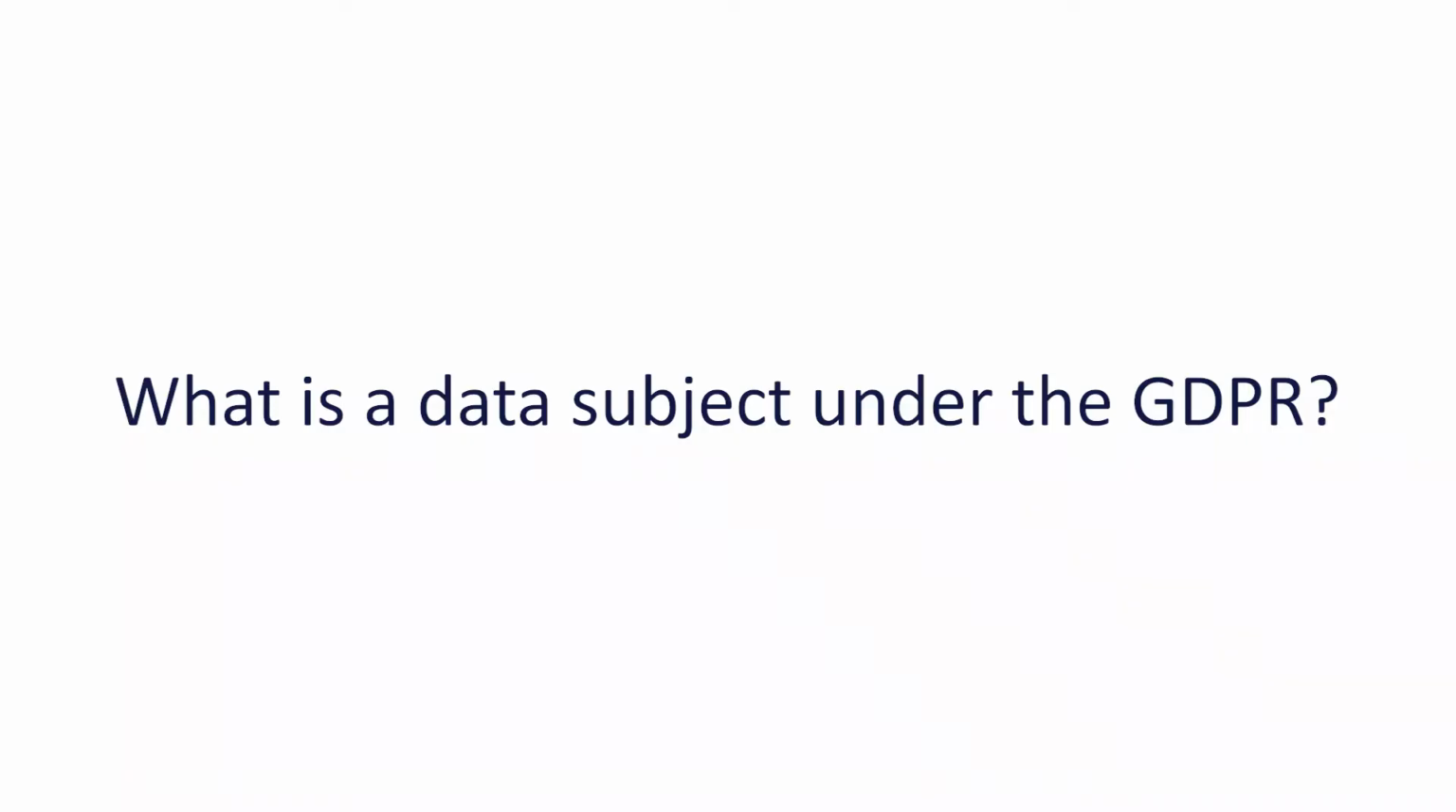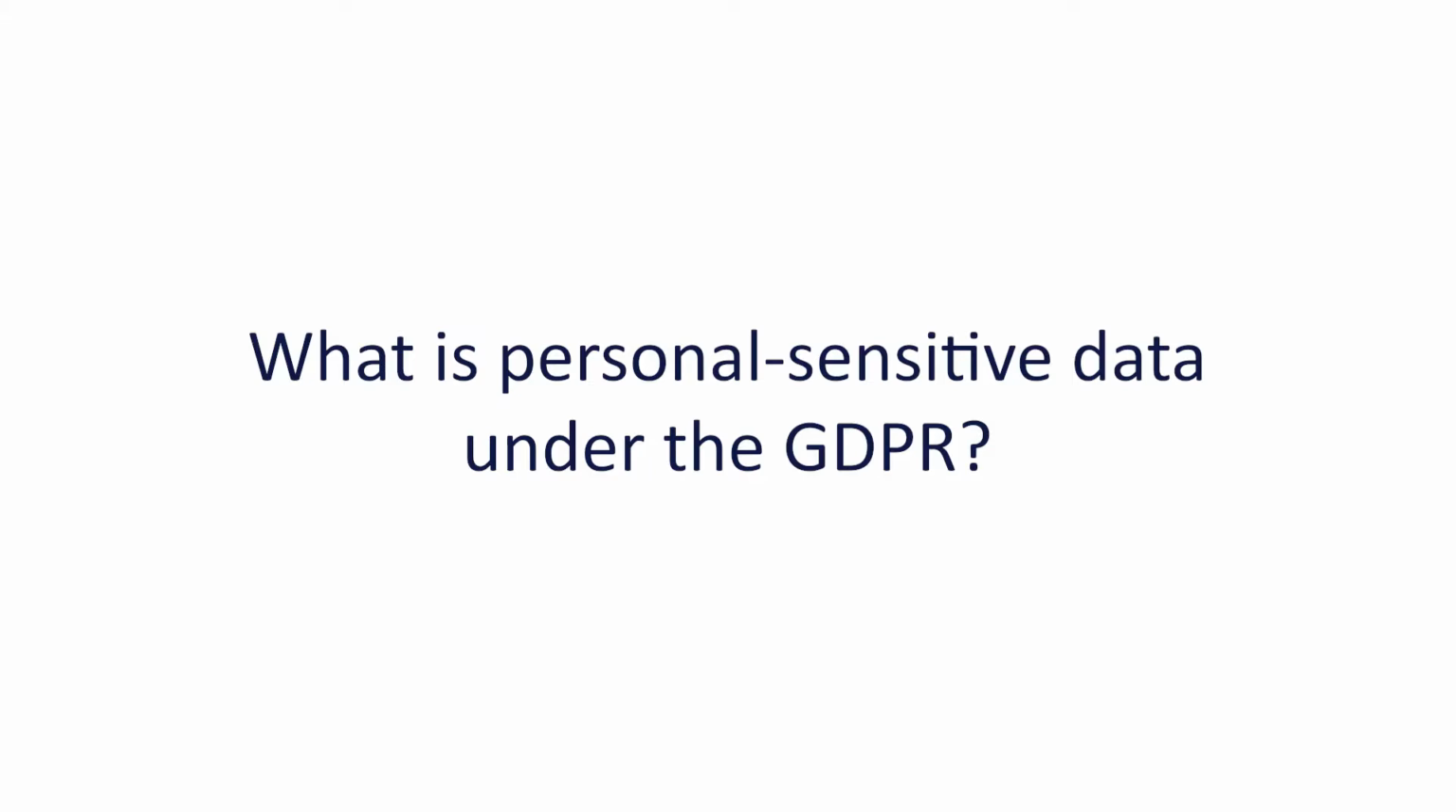What is a data subject under the GDPR? The GDPR defines data subjects as any natural person who lives within the EU countries. What is personal sensitive data under the GDPR? GDPR divides data into two different categories, sensitive and non-sensitive. Examples of sensitive data based on Article 9 of GDPR would be political affiliations, religious beliefs, and ethnicity.